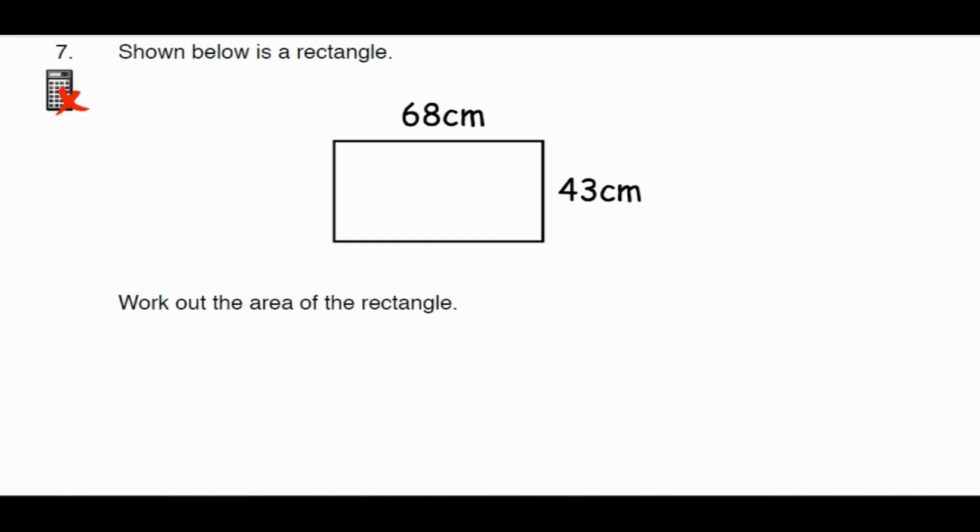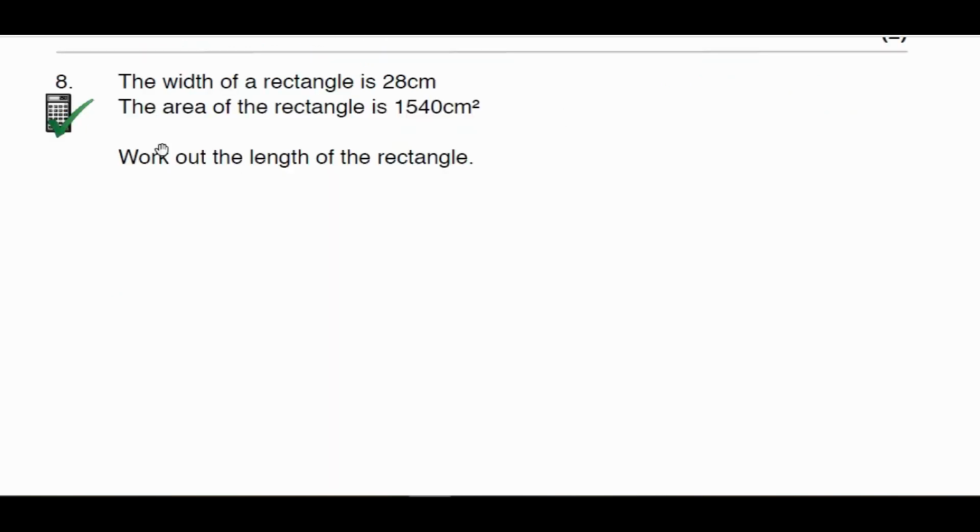So now I'm scrolling up to the next one. Look at this question. The width of a rectangle is 28 centimeter. Width is equal to 28 centimeter, and the area is equal to 1540 centimeter squared. So let's write the units with this. We have width and we have area. What do we need to find?